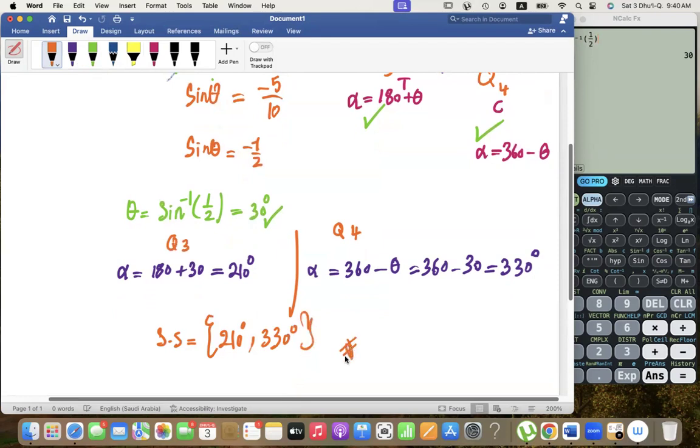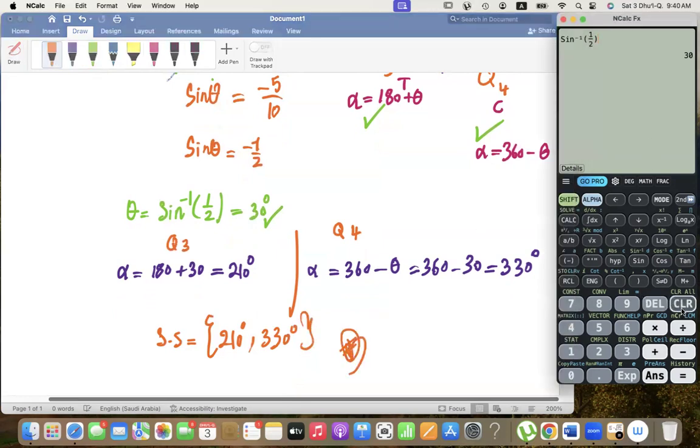and close the bracket. This is our solution. And you can check your answer. If you press sine 210, it gives you negative half. And if you press sine 330, it gives you also negative half. So the negative half comes from two angles.